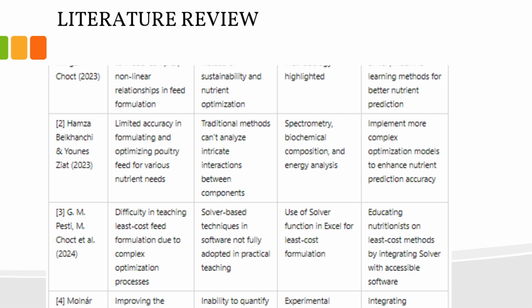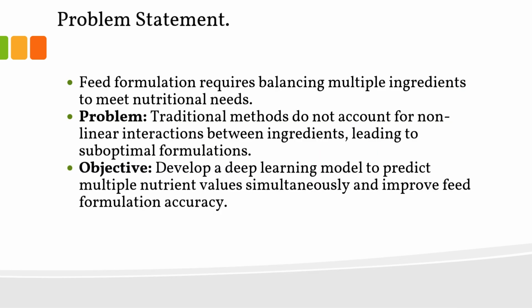teaching. But then moving forward to the problem statement, we see that feed formulation requires balancing multiple ingredients to meet nutritional needs. So what is the problem? You find that traditional methods do not actually account for non-linear interactions between ingredients, leading to suboptimal formulation. So the objective here is to develop a deep learning model to be able to predict multiple nutrient values simultaneously in order to improve the accuracy of the feed formulation.